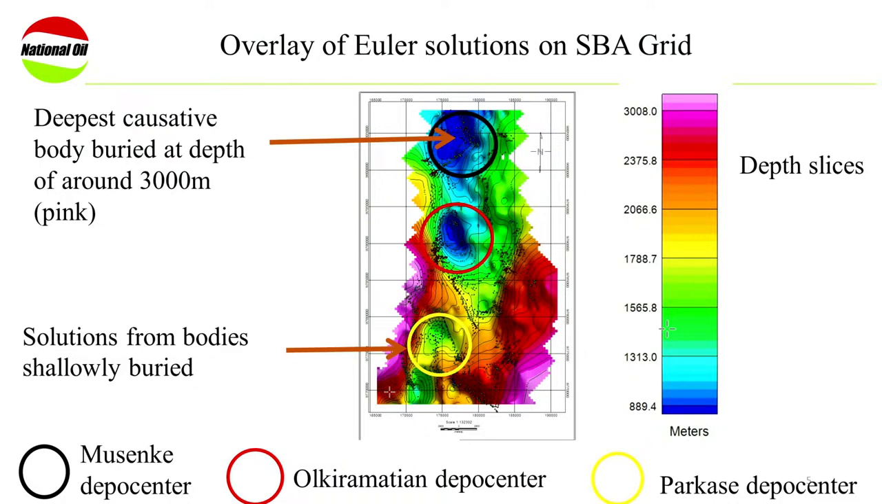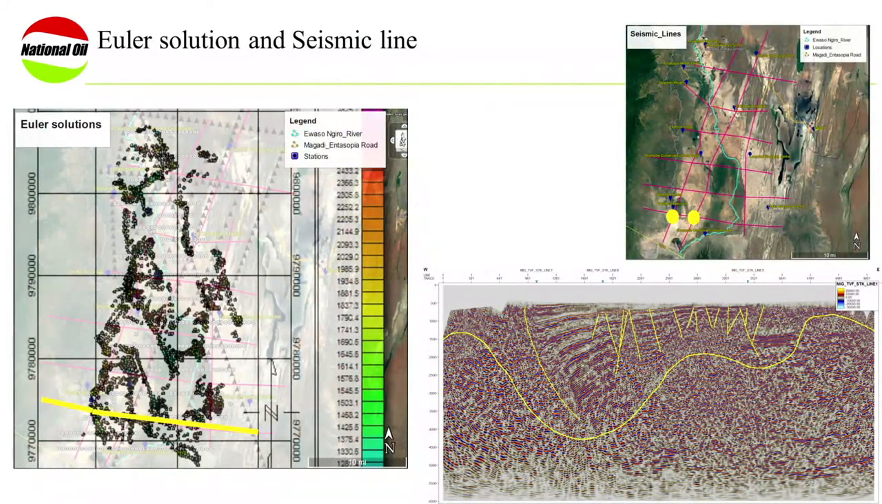In fact, Musenge and the Olkrematian depot center are just one thing from the top. But as you go down to a distance of about 3 kilometers, they separate. They stop being one thing. So essentially here, some of the depot centers are deeper than others. I had to bring in seismic information just to try to support the fact that Euler solutions can also work well in identifying some faults.